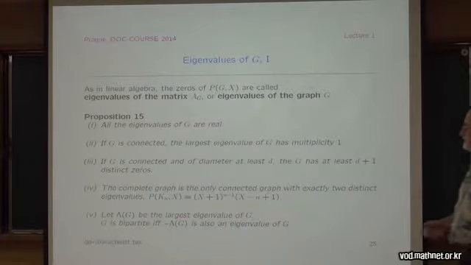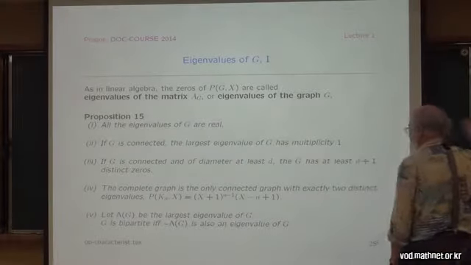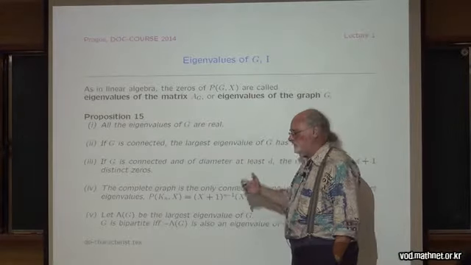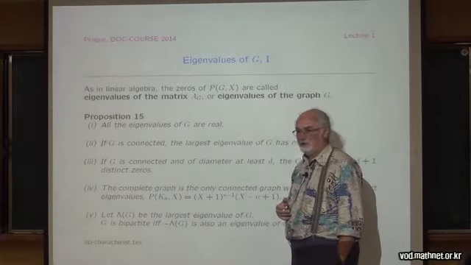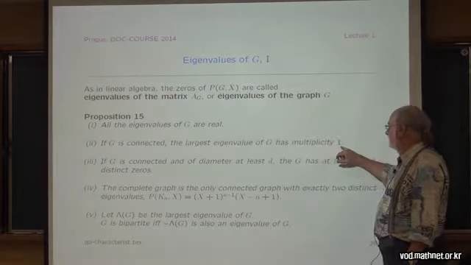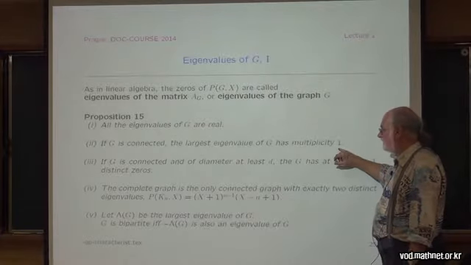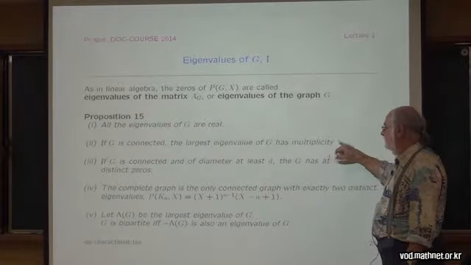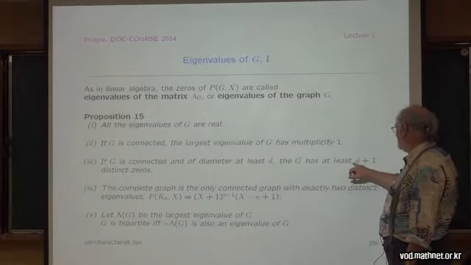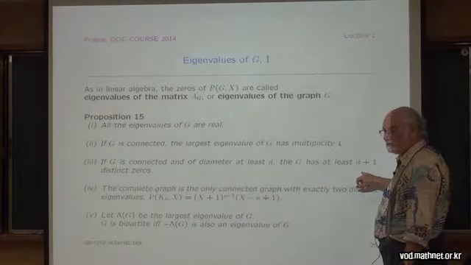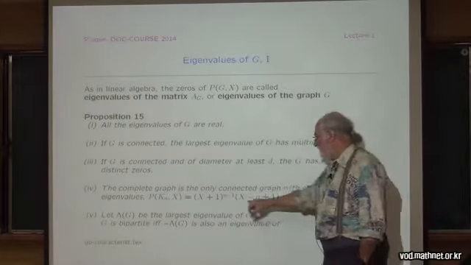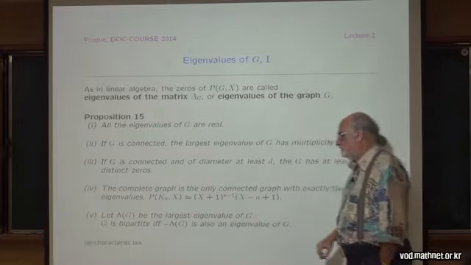Now, here are some more classical theorems. First of all, because the matrix is symmetric, we get all eigenvalues are real. This has nothing to do with the graph. This has to do with linear algebra. But we get, if G is connected, then the largest eigenvalue of G has multiplicity 1. And if G is connected and of diameter at least D, then G has at least D plus 1 distinct zeros. And the complete graph is the only connected graph with exactly two distinct eigenvalues, namely minus 1 and whatever you get from this.